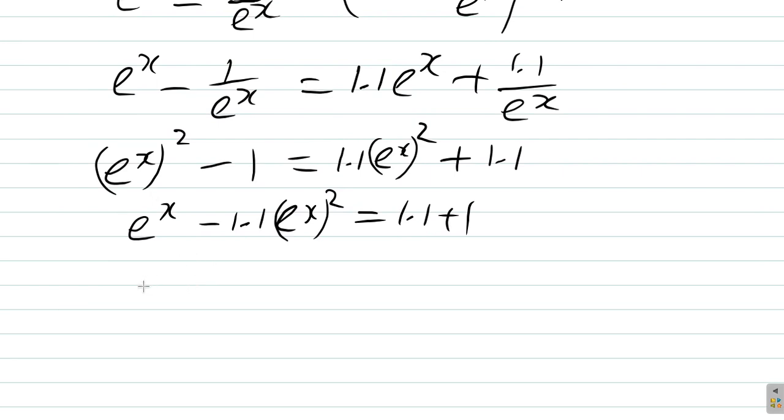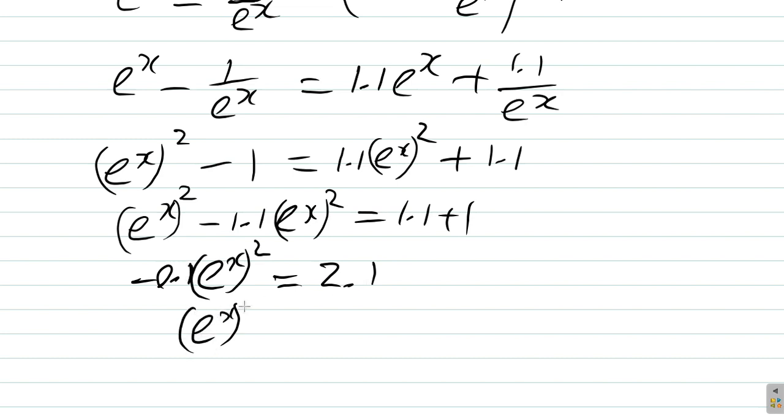Oh, this is squared, you know. Yeah, e to the x squared minus 1.1 e to the x squared is equal to, add 1 to both sides, 1 plus this 1.1 here. Now, 1 minus 1.1, so we're going to get negative 0.1 e to the x squared. Negative 0.1 e to the x squared is equal to 2.1.